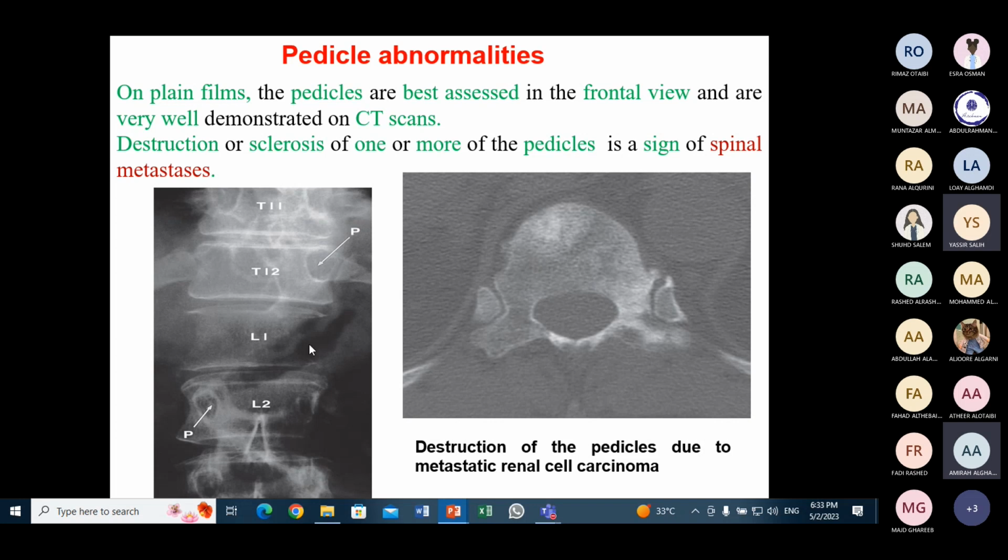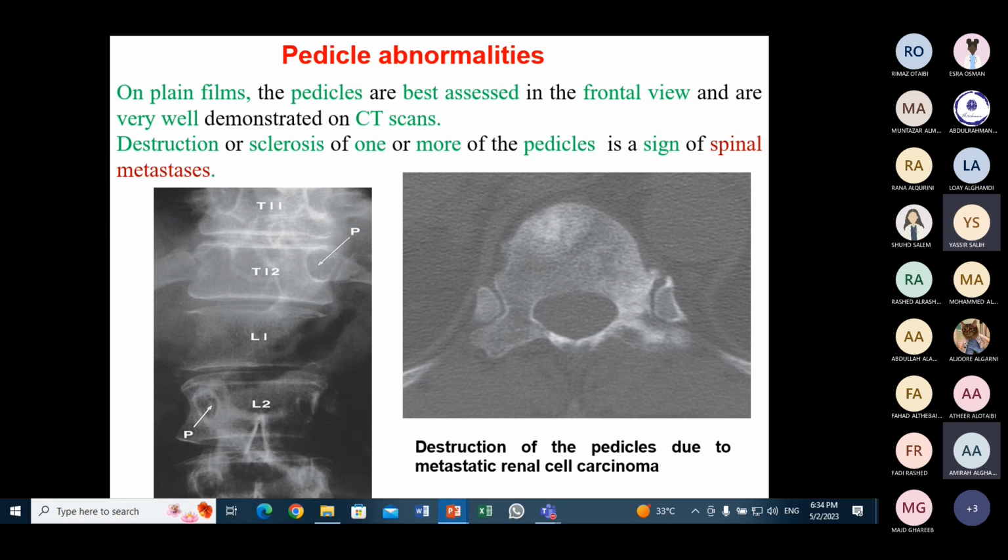If there is a destruction or sclerosis of the pedicle, metastasis should be highly suspected, because as we said, metastasis likes the pedicle. So if we find the pedicle destructive, compared to the normal pedicle on the left, the right one is absent, it is destructive. Also there is no pedicle here, and this is the normal pedicle.